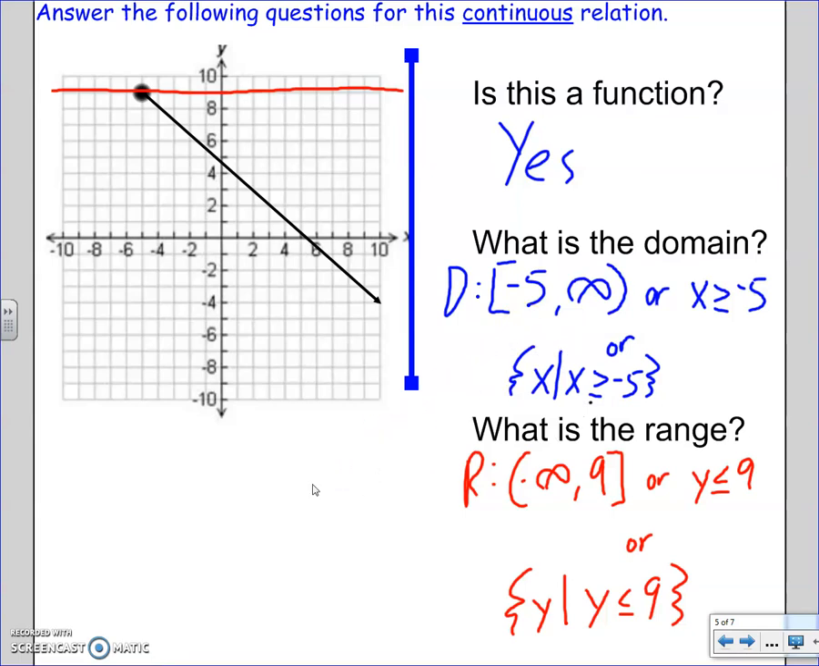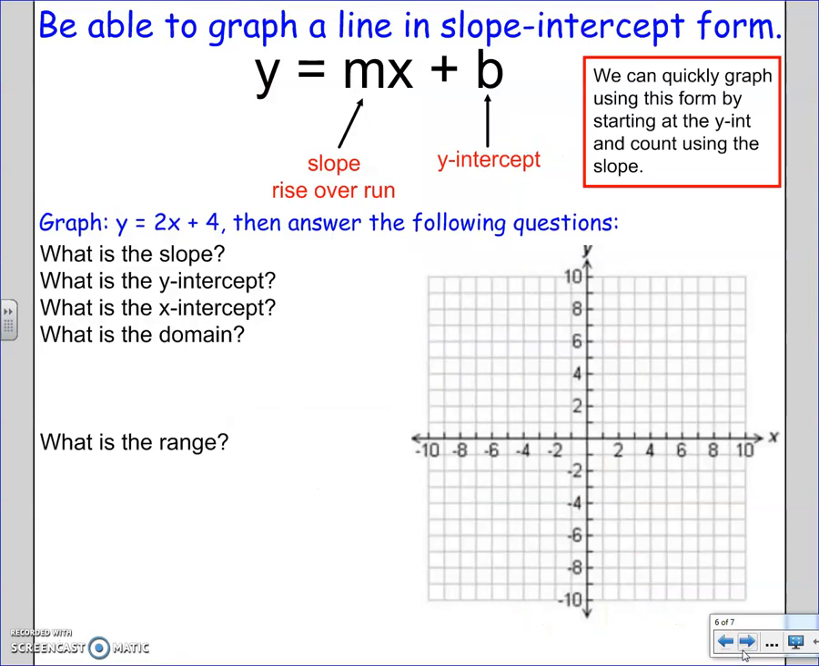Alright, what's next? Graph a line in slope intercept form. So hopefully you've seen y equals mx plus b, where m stands for slope. It's the rise over run. There is a formula for slope: m equals y2 minus y1, the change in y's, over x2 minus x1, the change in x's. If you have 2 points, you plug them in and find the slope. We'll just practice counting. And b is the y-intercept.